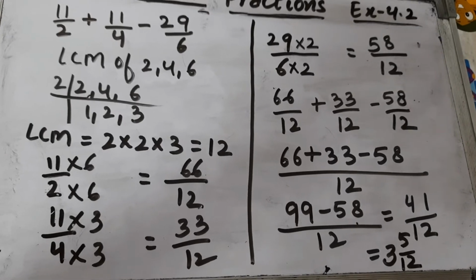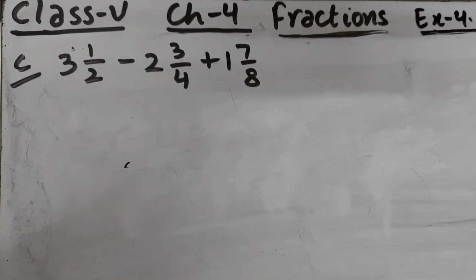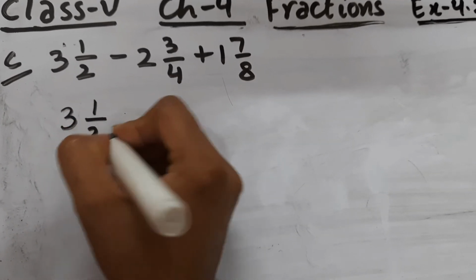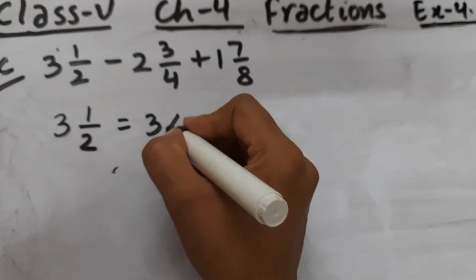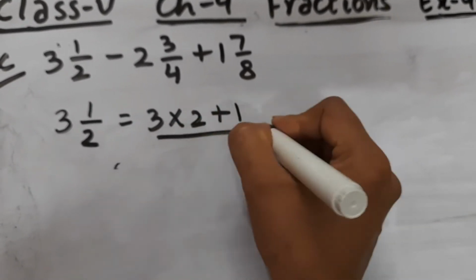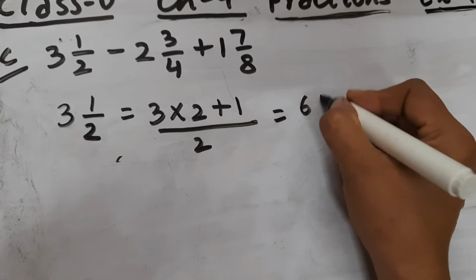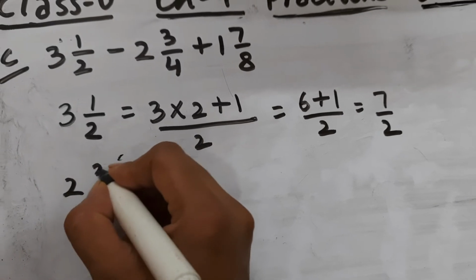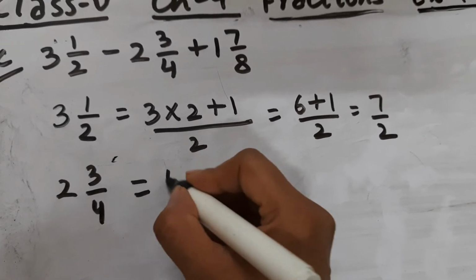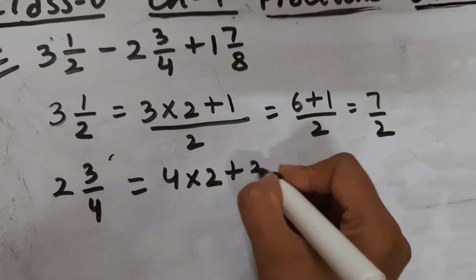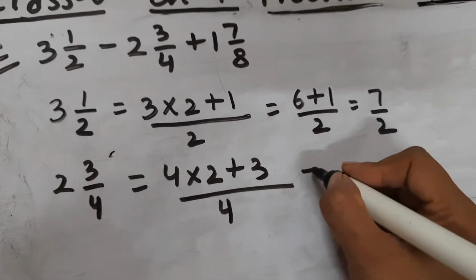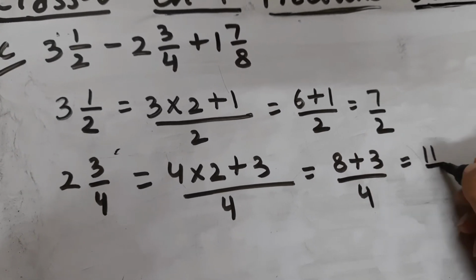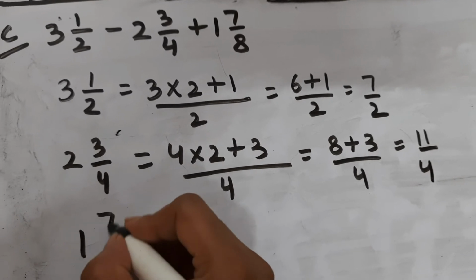Now let's start C part. C part is 3 1 by 2 minus 2 3 by 4 plus 1 7/8. So first of all we will convert the mixed fraction into improper fraction. This will be 3 multiplied by 2 plus 1/2, which is 6 plus 1/2. This is 7/2. Okay, now we will convert 2 3 by 4 into improper fraction, multiply the denominator by the whole number part and add the numerator to it, and denominator will be as it is. So this will be 8 plus 3/4, and 8 plus 3 is 11/4, and last is 1 7/8.